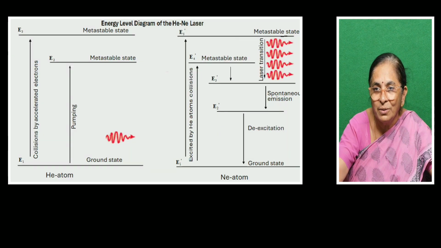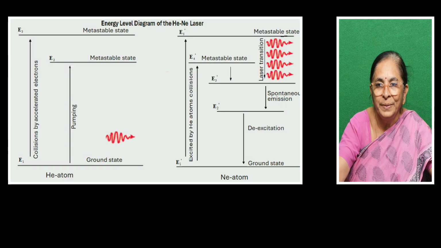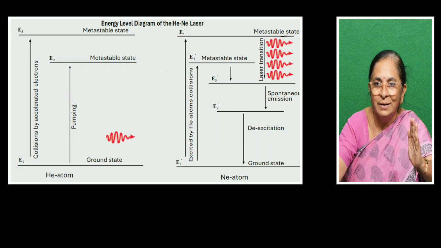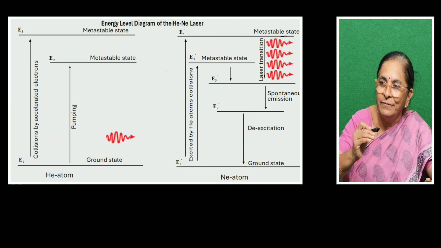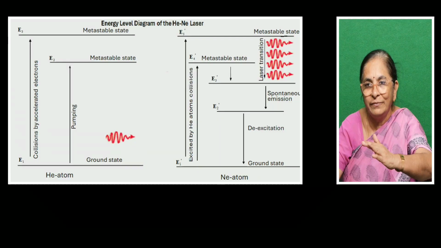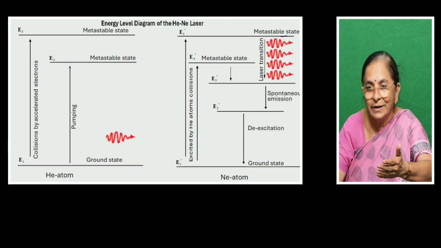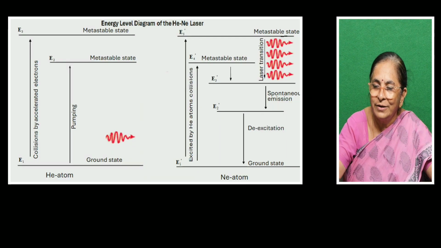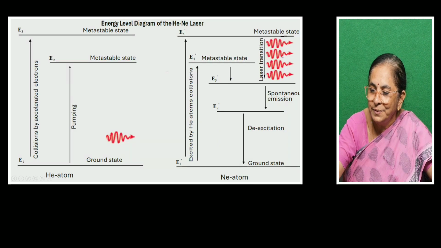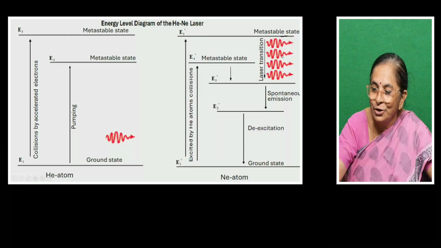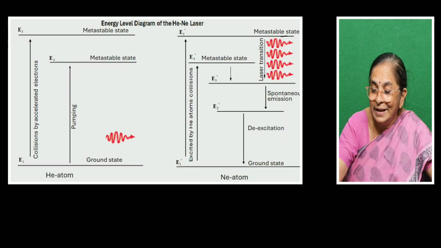Now these photons are undergoing multiple reflections in the optical cavity between the left and right mirrors. Multiple times they get reflected. Every time they hit the mirror, they get reflected. They are now getting accelerated. Slowly they get amplified, and then it comes out as a burst of photons called laser light.